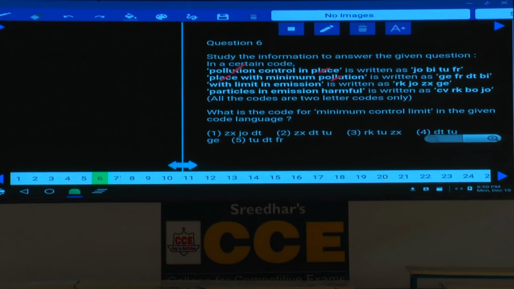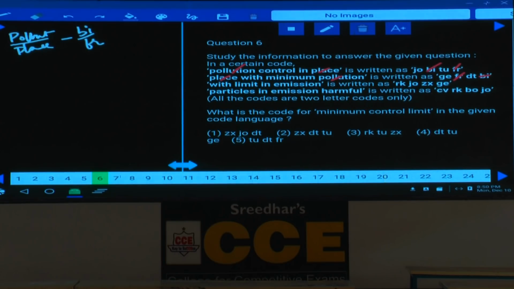Now how many words are common? Pollution and place are the two words which are common, isn't it? Hence in none of the remaining statements is the word pollution or place present anywhere. Hence the code to the words pollution and place could be, yes, tell me what could be the code here? BI or FR. Here also BI or FR in any order, for pollution and place.